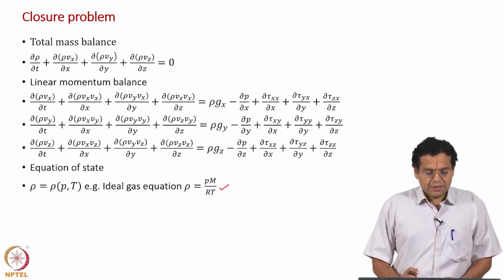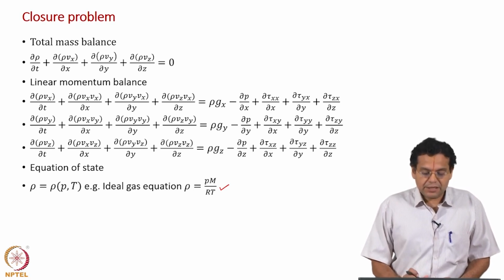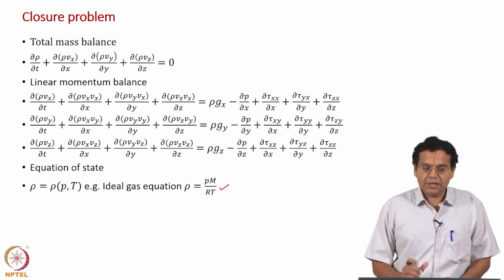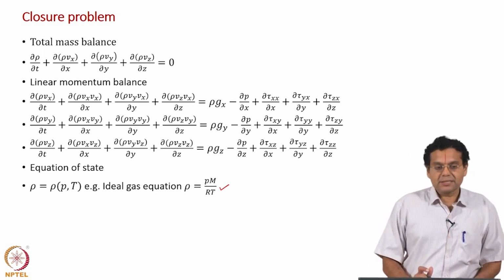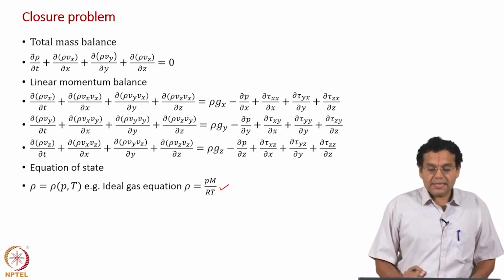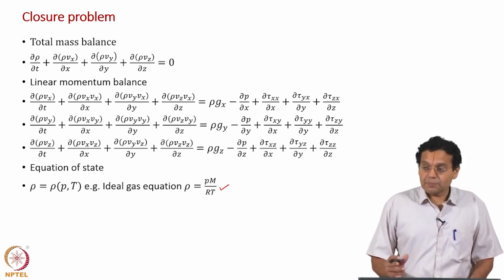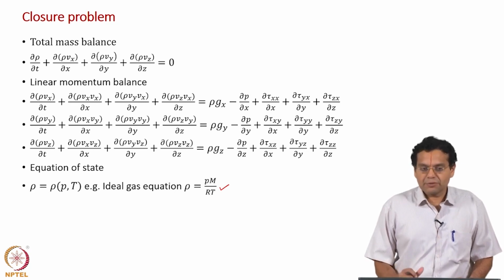Now, let us do a degree of freedom analysis for this set of equations. We have the total mass balance, the linear momentum balance and the equation of state. I just want to repeat, the equation of state is required because we have density, and the density is related to pressure and temperature, and that relationship should come from an equation of state.